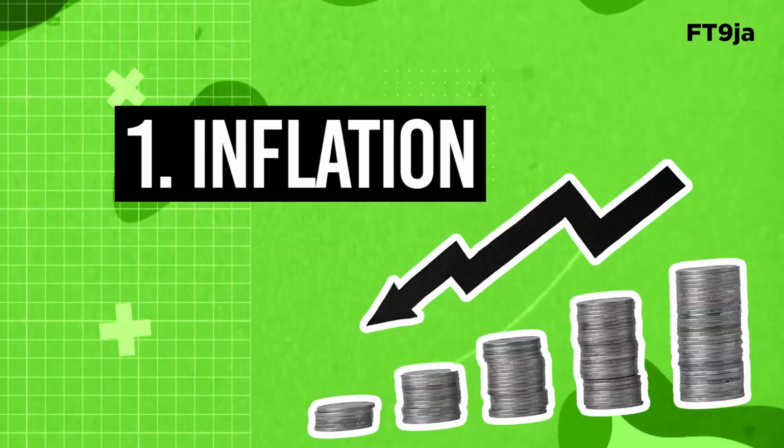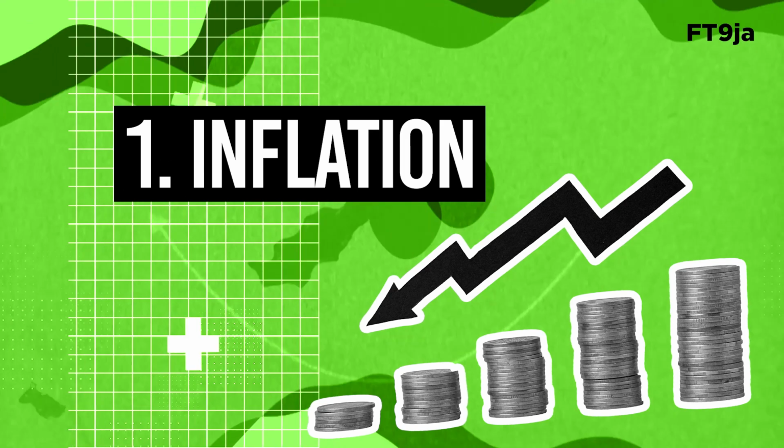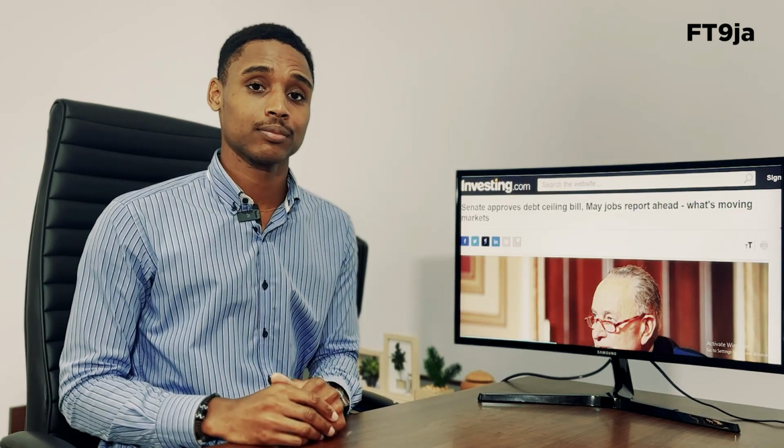There are a number of factors that affect the price of gold. The first being inflation. When inflation is on the rise, this proves to be a bullish indicator for the price of gold. Remember, gold is seen as a hedge against inflation. So the demand for gold is going to increase, which will also increase its price.